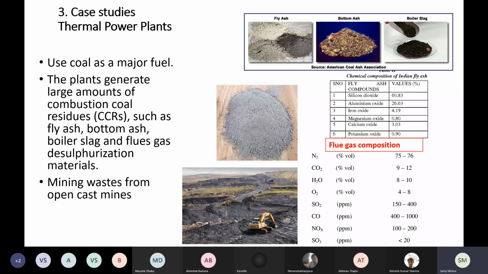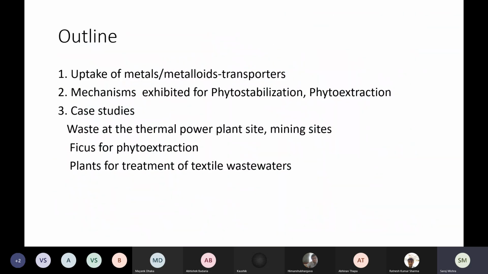Now, just as I had told you in the outline, we have looked at the uptake of metals. What are the mechanisms, like you saw just now, for phytostabilization and phytoextraction, and now we are going to do case studies. Here we will see how plants can be used to remove the wastes which are generated at the thermal power plant site or at the mining site.